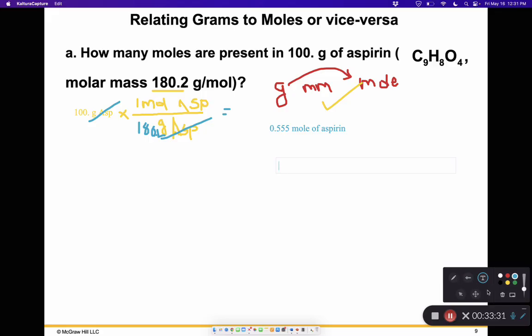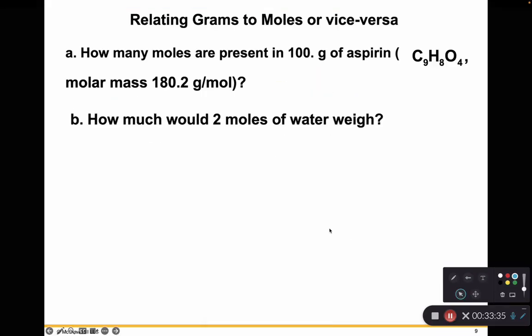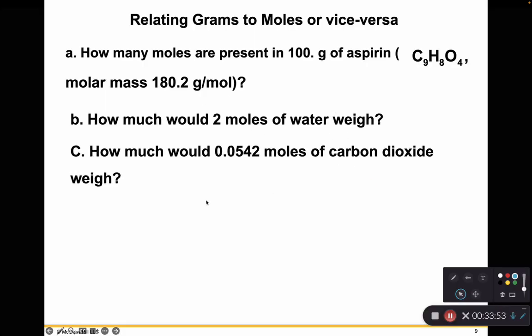Now let's look if we have any similar question here. How much would 2 moles of water weigh? Oh, this one you can directly say: 1 mole of water is 18 gram, then 2 moles of water is 36 gram, right? You can say it directly, or you can write it through dimensional analysis. Next one, how much would this many moles of carbon dioxide weigh? Oh, this one is a good one.